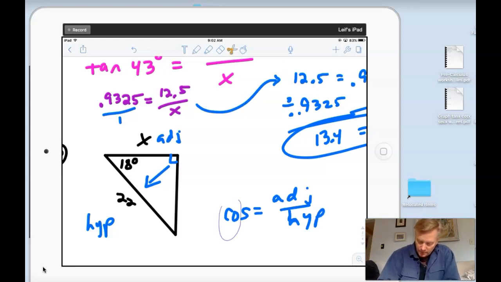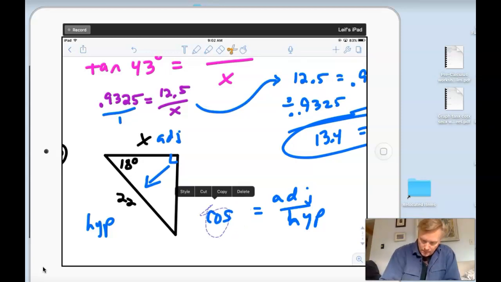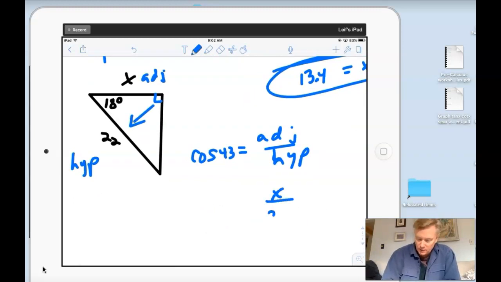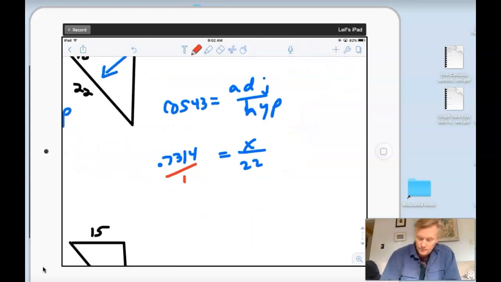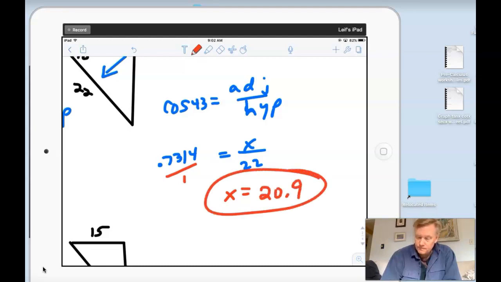I should give a little spot for the angle there. Cosine of 43, and then I can plug in my values. The adjacent's the x, 22 is the hypotenuse, and cosine of 43, once again, make sure you're in degrees, not radians, is 0.7314. Put that over 1, cross multiply and solve. And if you do this correctly, you should get x equals 20.9. Okay.